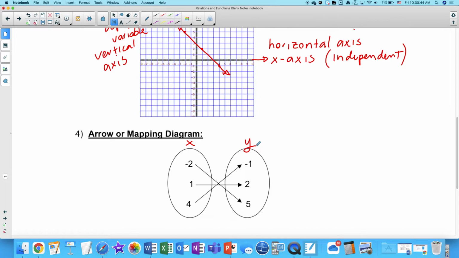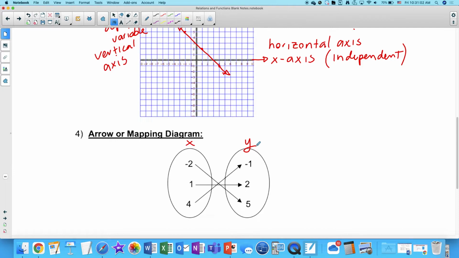Now, one thing that's important is that in these mapping diagrams, the arrows are unidirectional. They do not go in both directions. They always come out of the independent variable and point to the dependent variable.